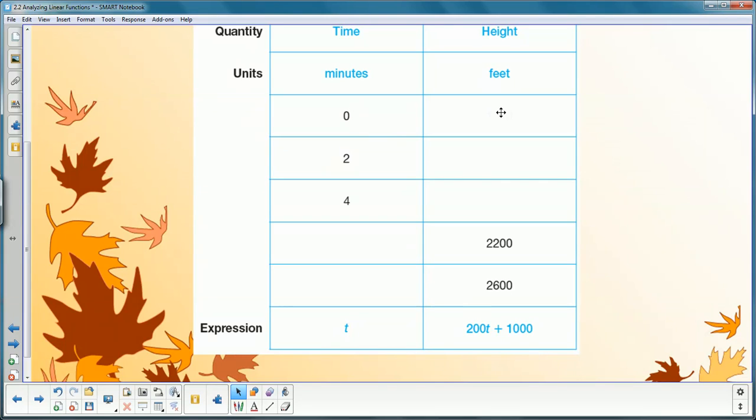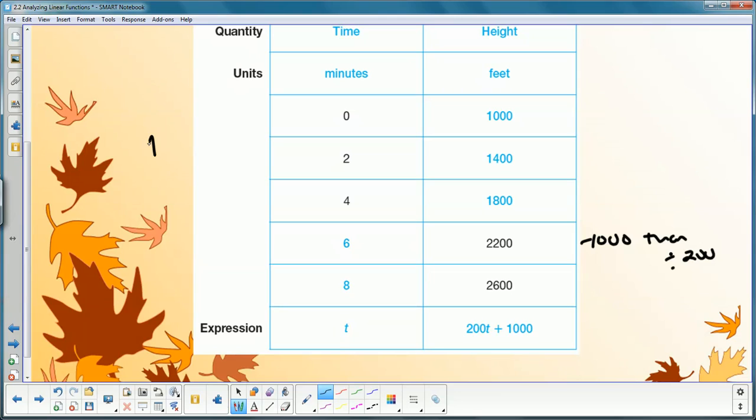So at 0 minutes, we would have 1,000 feet. At 2 minutes, we'd be at 1,400. At 4, we'd be at 1,800. And then at 2,200 feet, we'd have to work backwards. So you'd actually subtract 1,000, then divide by 200, and that would be for both of these. And so then at 2,600 feet, we will have 8 minutes. Right, so that's how we would fill out a table.